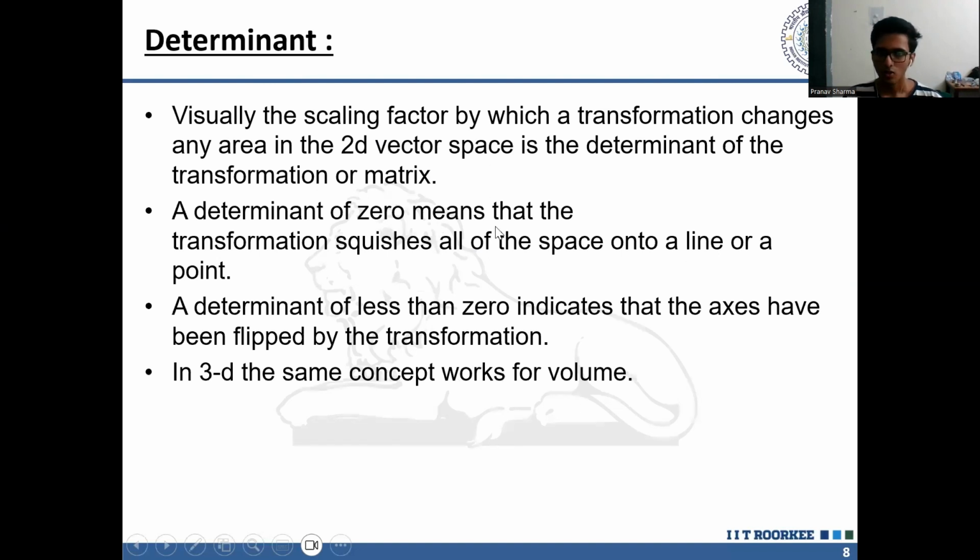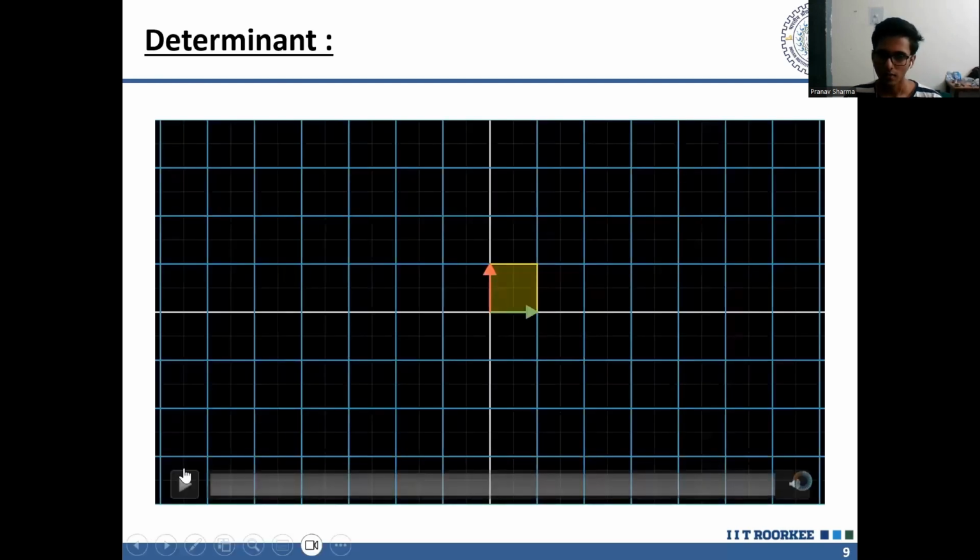Now, a determinant of 0 means that the transformation squishes all of the space into a line or a point. Now, a determinant of less than 0 indicates that the axes have been flipped by the transformation. So, for example, if we take the example of 2D vector space, then this flipping corresponds to flipping the i and j vectors. Because if the i vector is not on the right side of the j vector, then we can conclude that it has been flipped.